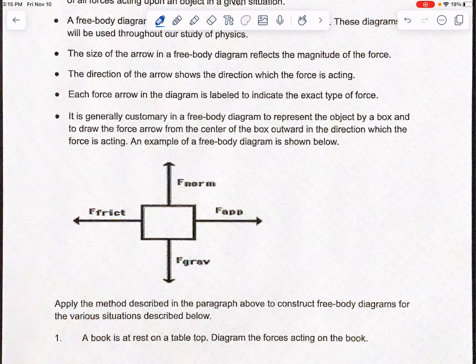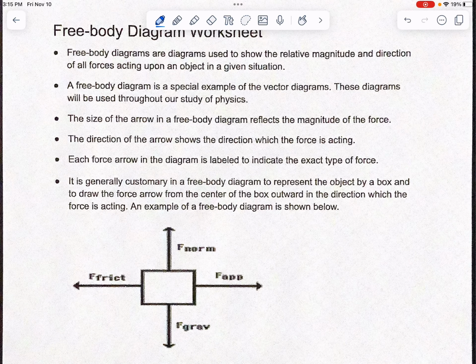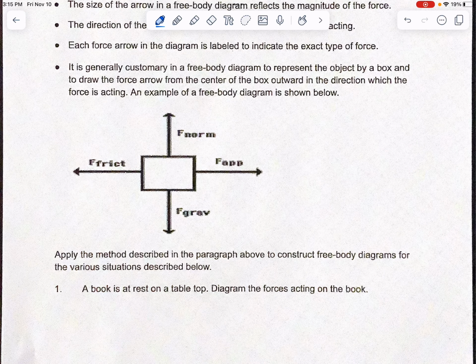All right, so this video is going to go over pages 10 through 12. We're just going to draw basic free body diagrams on this one. I'm not going to go through all the separate instructions here. We're just basically going to show what forces are acting on an object.